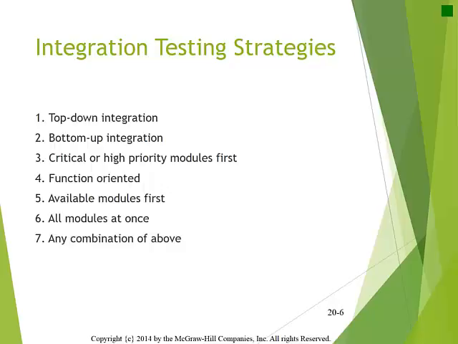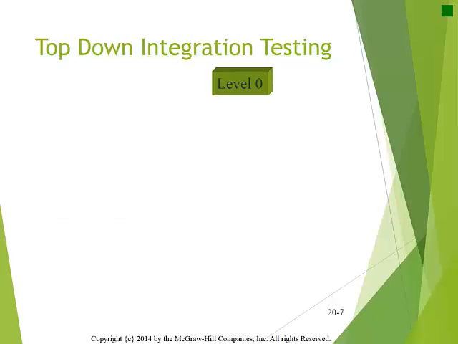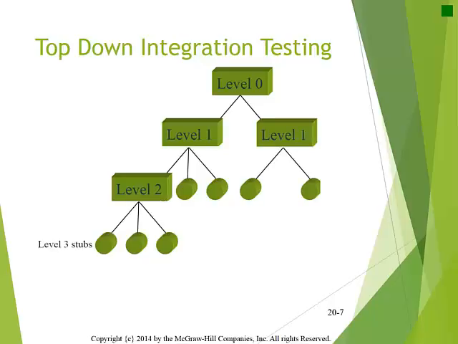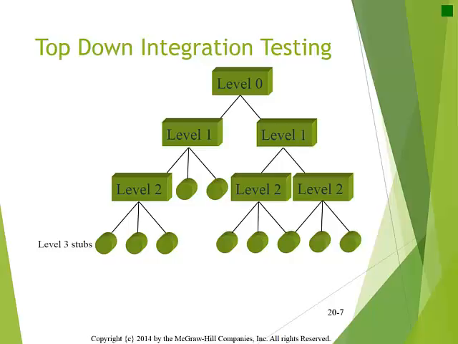The next strategy is available components first, where components of the system are integrated and tested as they become available. Another strategy is the top-down integration, where components of the system are integrated and tested from the root of a component invocation tree, and the process moves downward. The drawback to this strategy is that test stubs are required to simulate lower-level components.